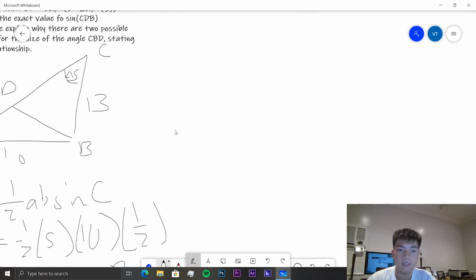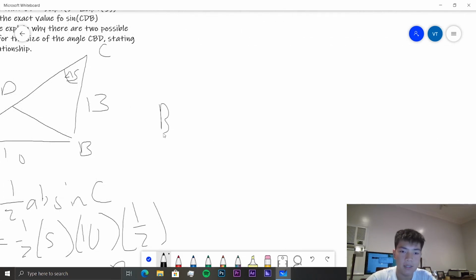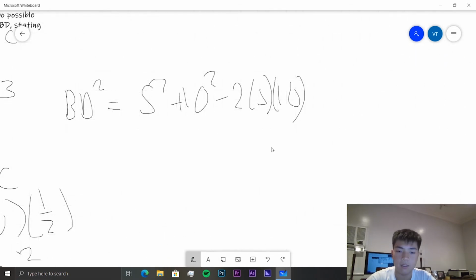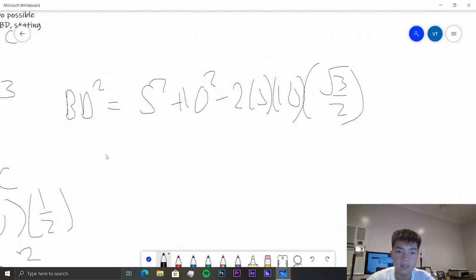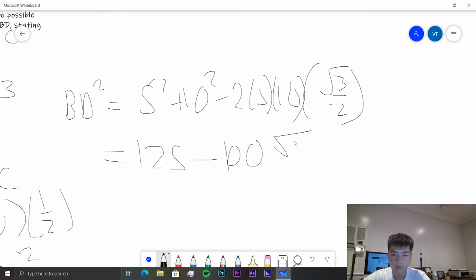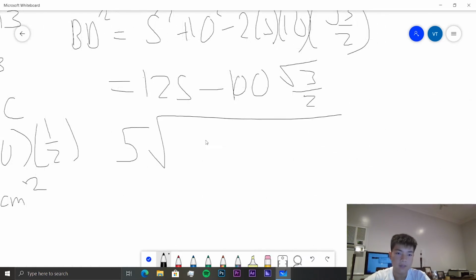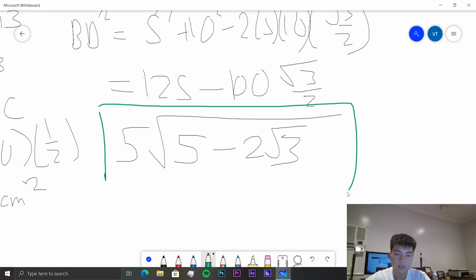So we can use cosine rule for this. We have BD squared is equal to 5 squared plus 10 squared minus 2 times 5 times 10 times cosine 30, which is root 3 over 2. So this is equal to 25 plus 100, 125, minus 2 times 5 times 10, which is 100, times root 3 over 2. If we factor this out, it's going to all be square rooted anyway. We get 5 times 5 minus 4 over 2, which is 2 root 3. So we get the answer that the book gave us.